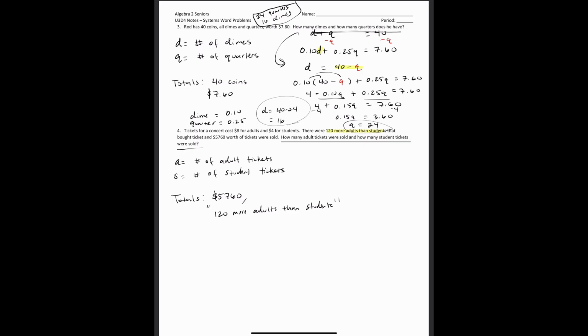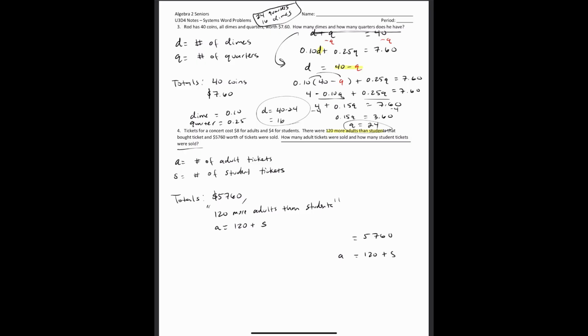It means that to figure out the number of adults, there are 120 plus S, which is the number of students. All right? So that is actually our equation there that we can use for our system. So we should have an equation dealing with money. So the total is 5,760. And then our second equation is already figured out, right? The number of adults is equal to 120 plus the number of students.